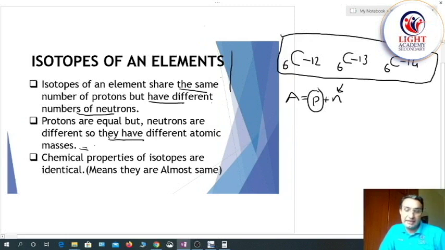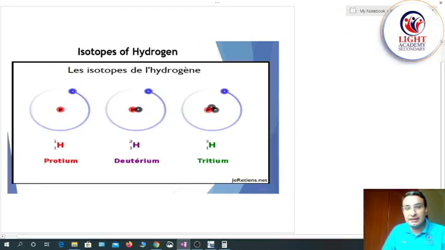I am going to give an example. The chemical properties of isotopes are identical. It means that the chemical properties of isotopes of an element are almost the same because these are the same element. They just have different atomic masses. I am going to give you some examples so you can understand better.